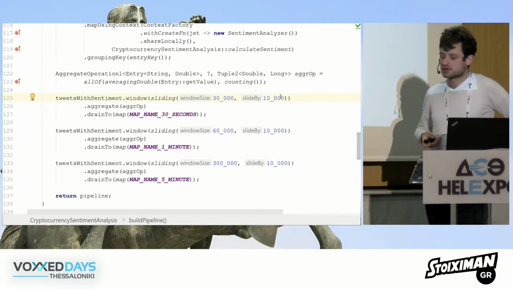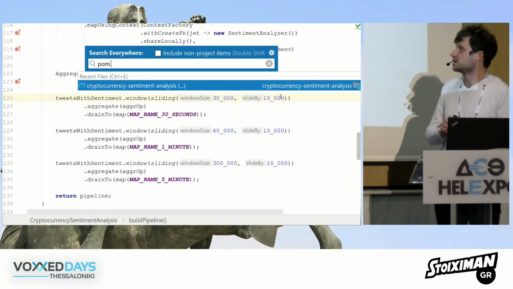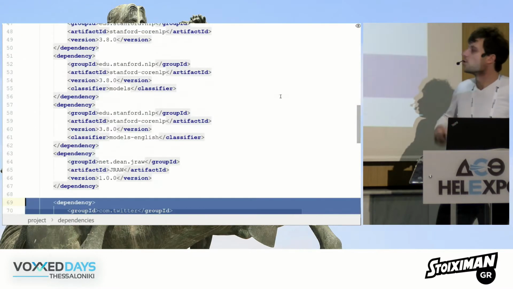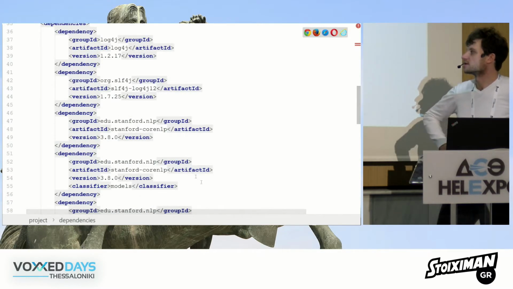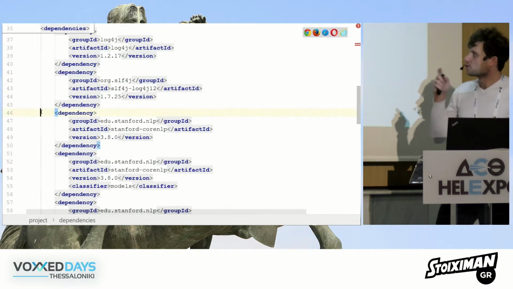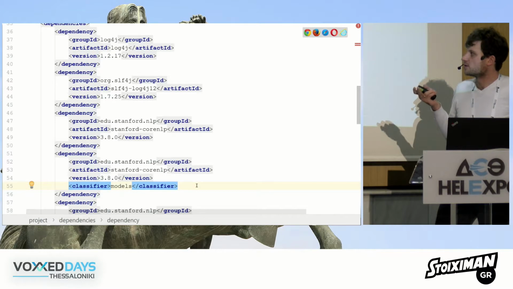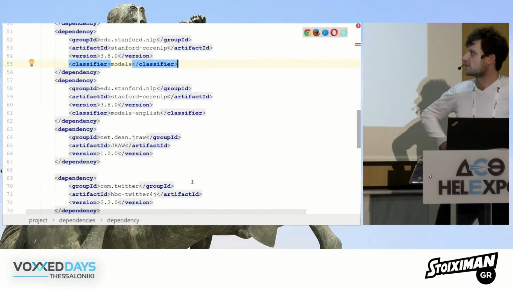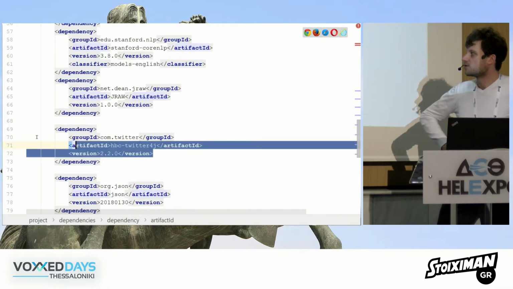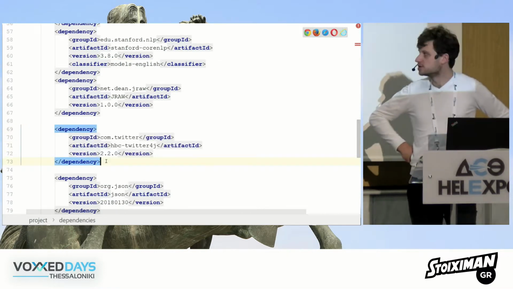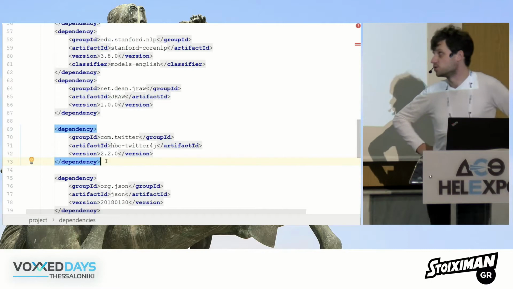This time we will run it only on one Hazelcast Jet instance, but if you just run more of them, you will experience the parallel execution. Here you might be interested in the dependencies. So for analyzing the sentiments, we use the natural language processing library from Stanford, and for reading the tweets, we use the SDK library from Twitter.